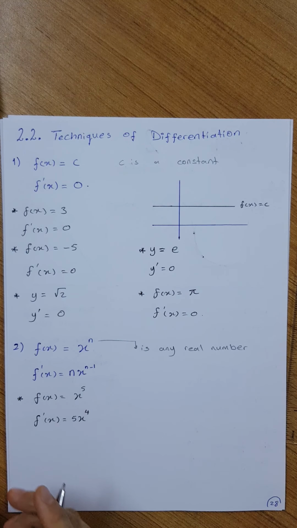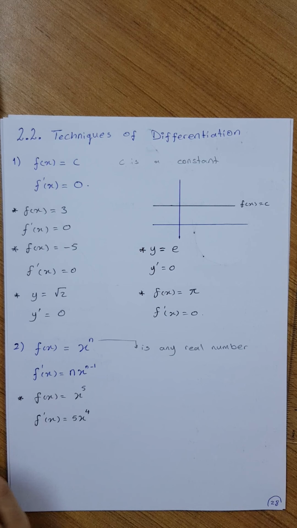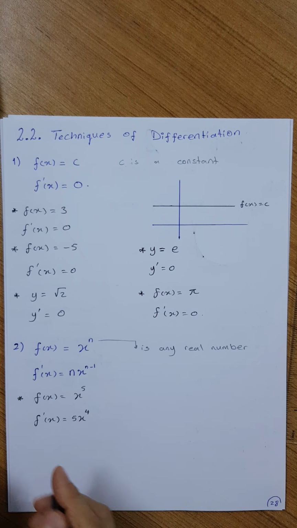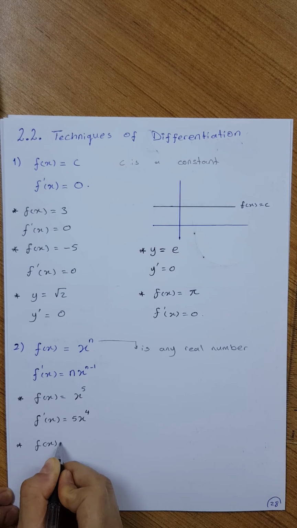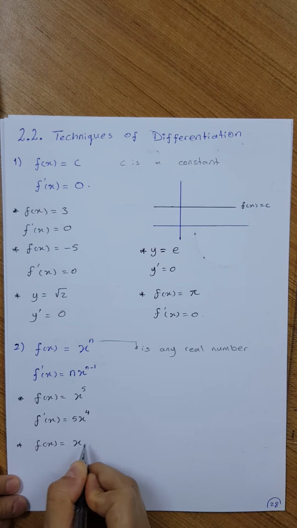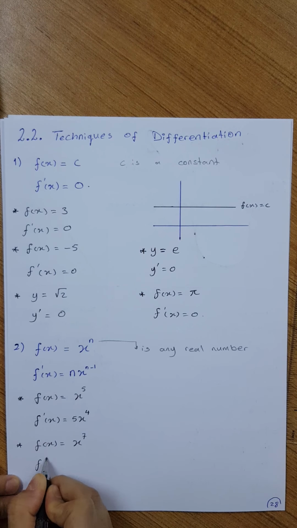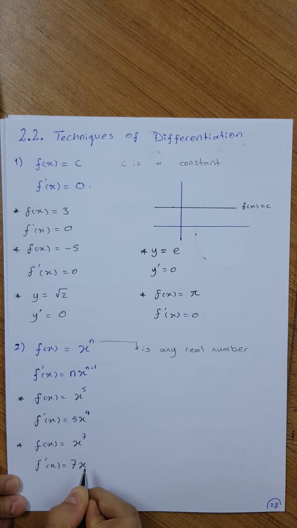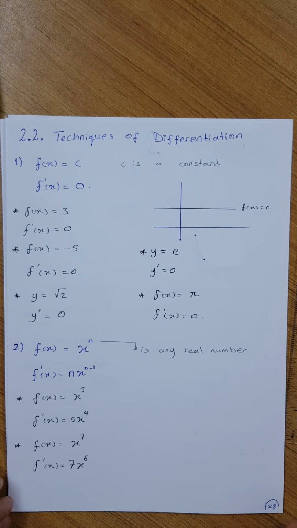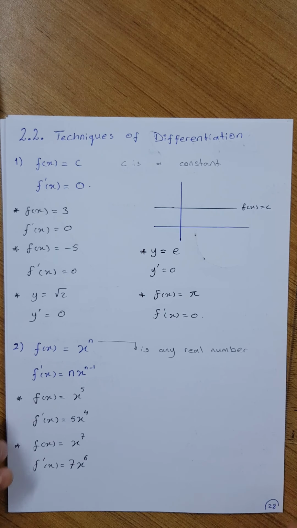Of course, you are very familiar with this subject. Why? Because you've studied this once at high school. So it must be an easy subject for you. If we have f of x that's equal to x to the power of 7, what is the derivative of that function? That's equal to 7 comes in front, x to the power of 7 minus 1. We are decreasing the power by 1, so that will be x to the power of 6.